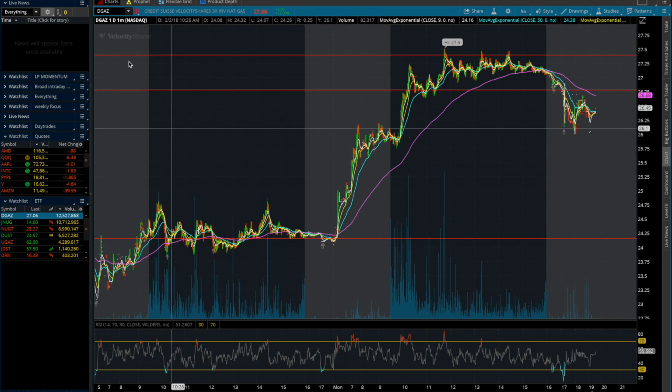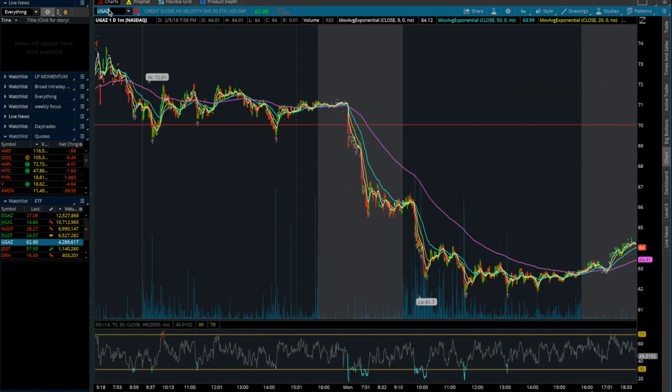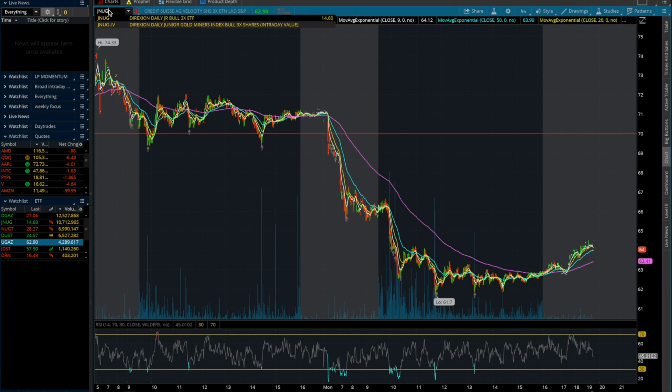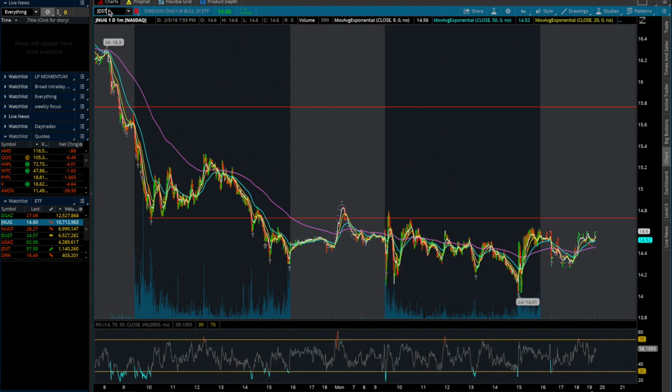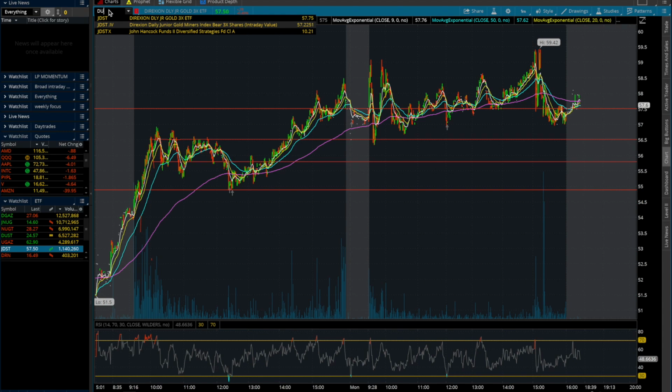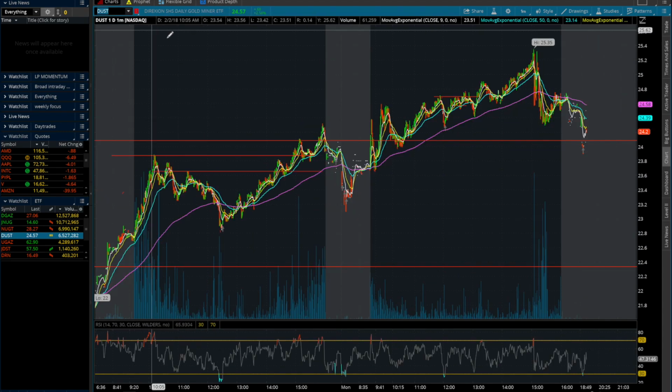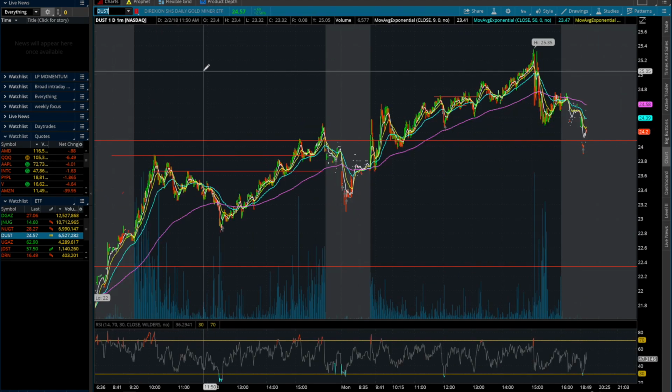Popular ETFs that we usually trade a lot are DGAS, UGAS, JNUG, JDST, and today we traded DUST. All these are ETFs, and the basic idea behind them is that they move a certain way every day, and their movement is based on various underlying markets.